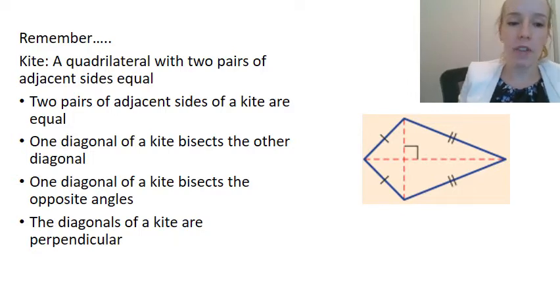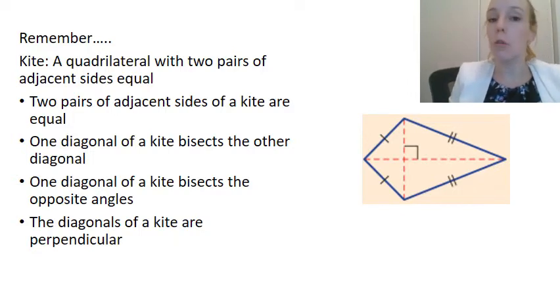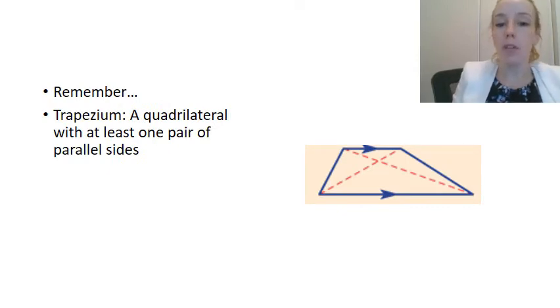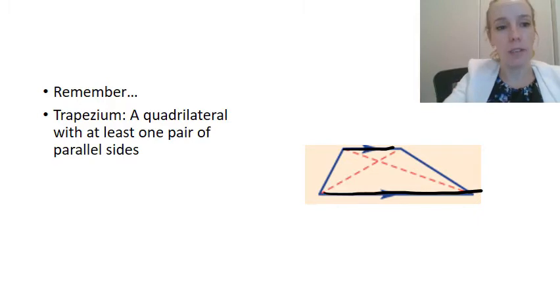One diagonal of a kite bisects the opposite angle, so it also cuts the angles equally in half, and the diagonals of a kite are perpendicular to each other. Okay, so we've got a trapezium here. Remember, a trapezium is a quadrilateral with at least one pair of parallel sides. So we've got the parallel sides here.